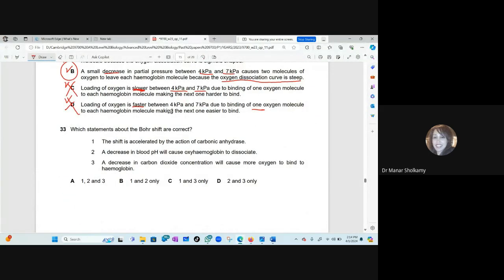Which statements about the Bohr shift are correct? 1: The shift is accelerated by the action of carbonic anhydrase. 2: A decrease in blood pH will cause oxyhemoglobin to dissociate. 3: A decrease in carbon dioxide concentration will cause more oxygen to bind to hemoglobin. Let's look at each one of them. Adham, are you with me? Yes. Yassine, are you there? Yes, I'm here.